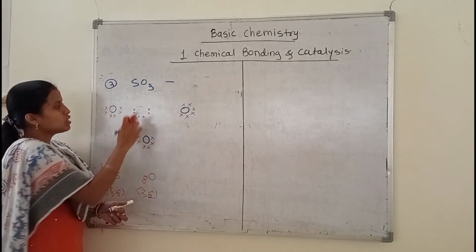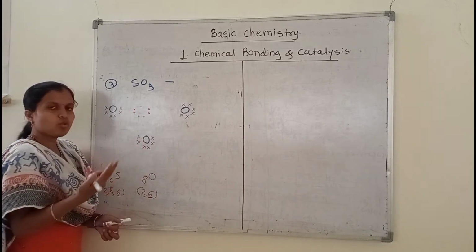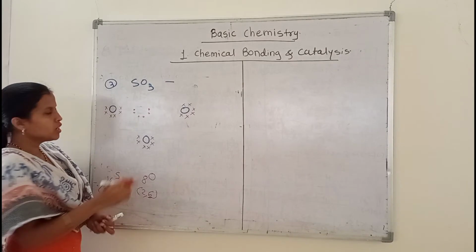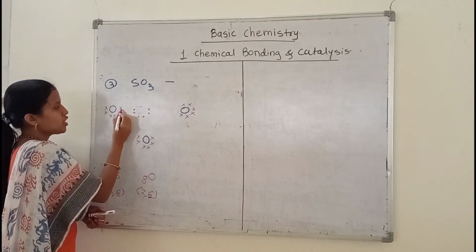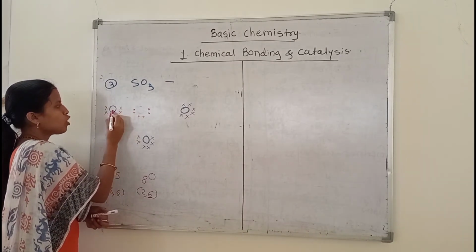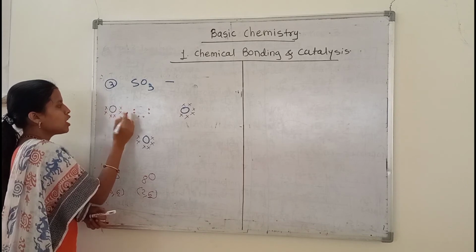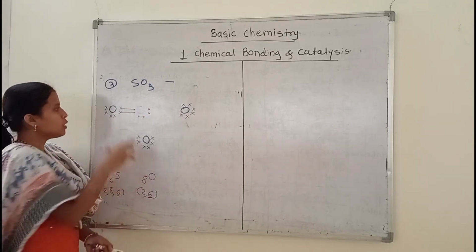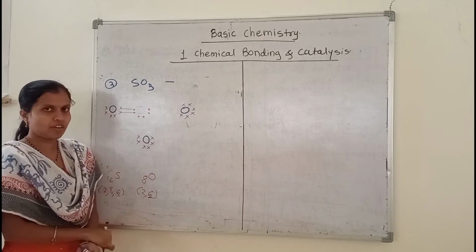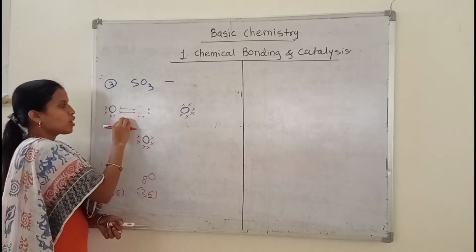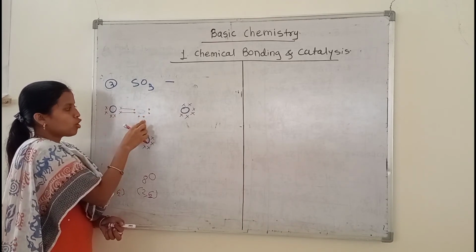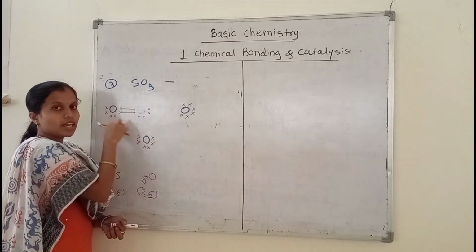Okay, so the sulfur atom requires 2 electrons to complete its octet. So this sulfur atom can mutually share 2 electrons with one oxygen atom containing 2 electrons, and form a double covalent bond between the oxygen and sulfur atoms. Through this sharing, the sulfur and oxygen atoms can complete their octet.